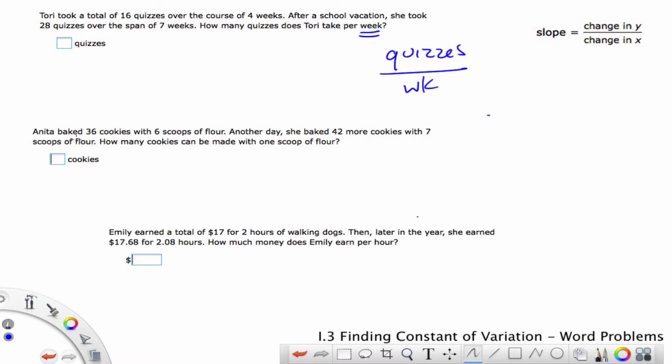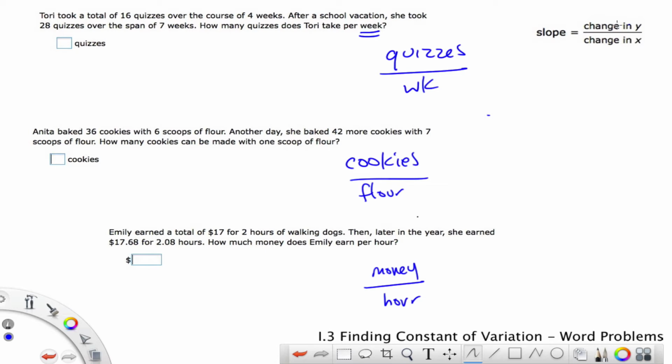If we look at this next one, she's baking cookies with flour. So how many cookies can be made with 1 scoop of flour? So this is like saying how many cookies per scoop of flour. On the bottom, she's earning a total of $17 for 2 hours of walking dogs. How much money does Emily earn per hour? So again, this is going to be money per hour.